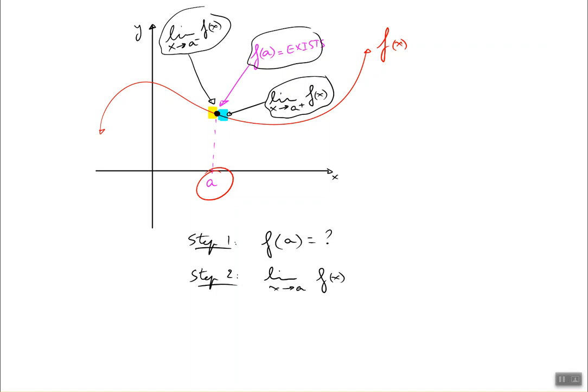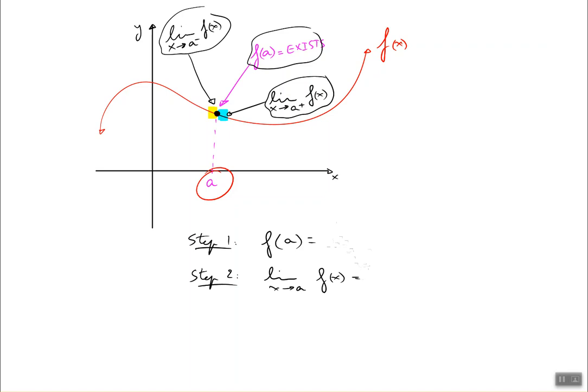And notice how I put A, not A plus or A minus. This notation right here means that you need to check both of them. Since I'm not putting a plus or minus, that means you gotta do both sides, left and right. And hopefully, those two numbers on top and on the bottom are the same.